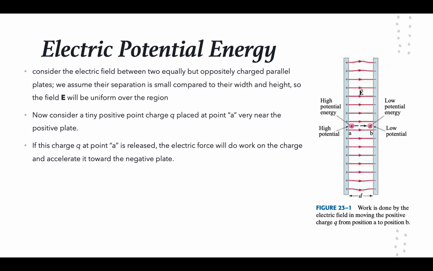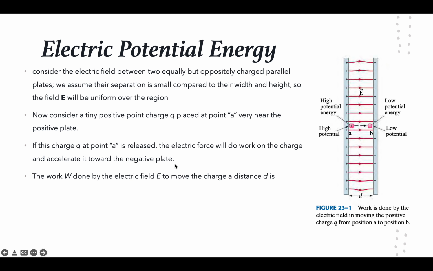Therefore, it's going to be gaining kinetic energy, which means that it's going to be losing potential energy. So this tells me that the potential energy at point A is greater than the potential energy at point B, because that's the only way that the conservation of energy theorem can hold true. As you gain kinetic energy, you would lose potential energy. So there is high potential energy at point A and low potential energy at point B.